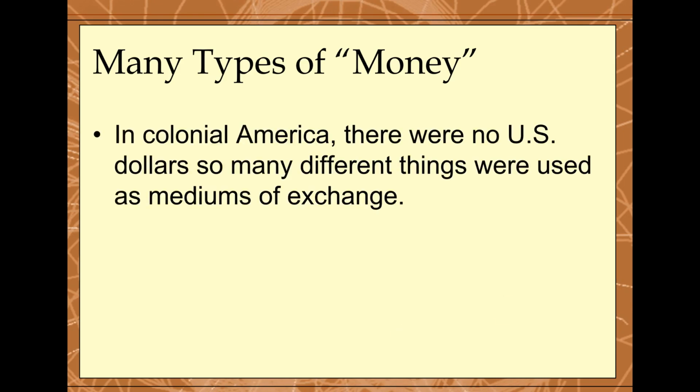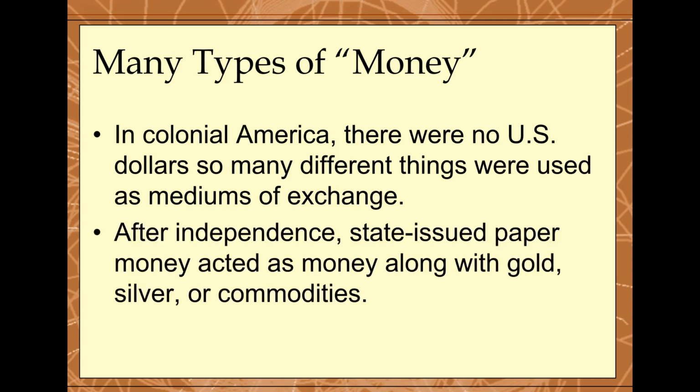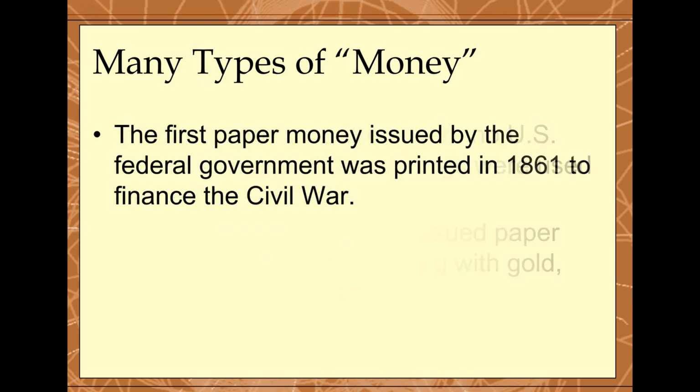If you go back in time in colonial America, there were no U.S. dollars. In other words, the federal government didn't print money. So there were many different things used as money or mediums of exchange. Now, after independence in the 1700s, states issued their own paper money, and gold and silver and other commodities were used as money. So there were many different forms of money in the early part of American history.